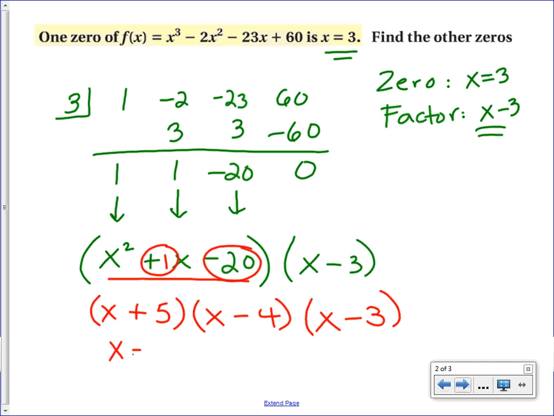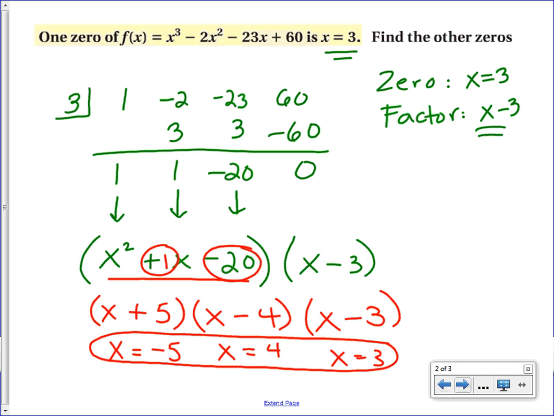This one would be x equals -5. This one would be x equals 4. And this one would be x equals 3. And this is what the problem was asking us for.